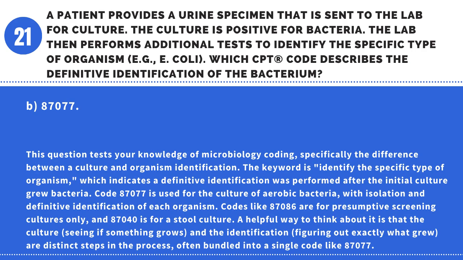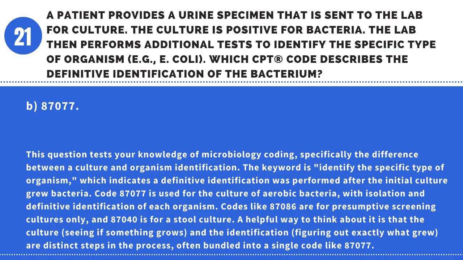Answer: B. 87077. This question tests your knowledge of microbiology coding, specifically the difference between a culture and organism identification. The keyword is identify the specific type of organism, which indicates a definitive identification was performed after the initial culture grew bacteria. Code 87077 is used for the culture of aerobic bacteria, with isolation and definitive identification of each organism. Codes like 87086 are for presumptive screening cultures only, and 87040 is for a stool culture.